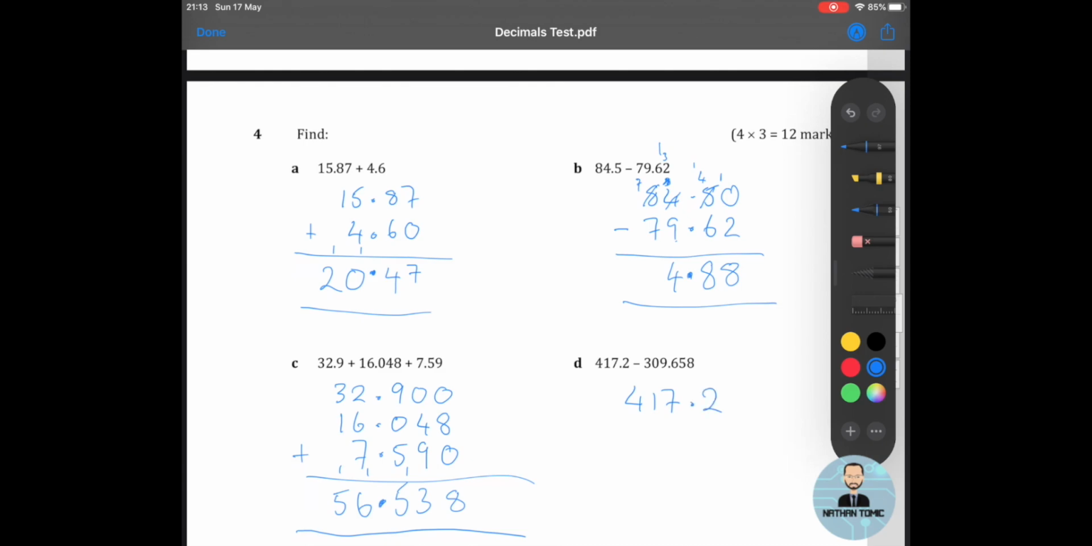Same thing, I know that the other number's got 3 decimal places. I'm going to put 2 extra zeros here. Minus 309.658. I'll just make that decimal a bit bigger. Okay, so now it's just a normal subtraction.